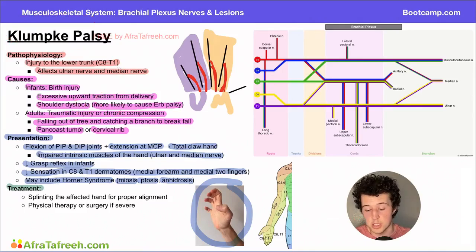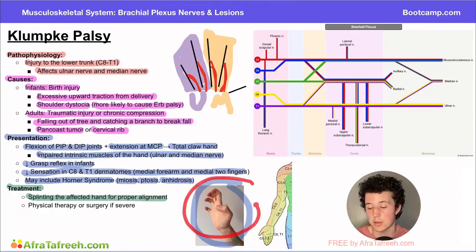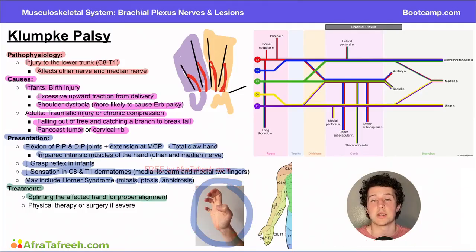Similar to Erb palsy, splinting will be a part of the treatment process, and so we can splint the affected hand for proper alignment. So in order to counteract the claw hand, the fingers may be kept in extension. Additionally, physical therapy will be necessary to strengthen the weakened muscles, and if very severe, surgery will be needed.